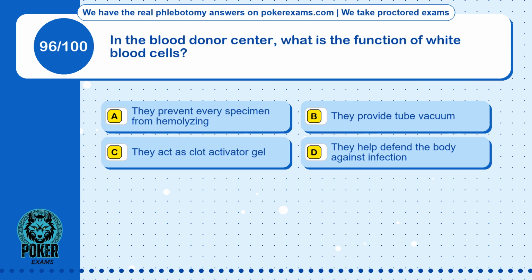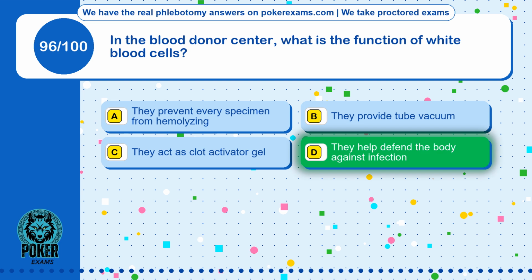Question 96. In the blood donor center, what is the function of white blood cells? Option A. They prevent every specimen from hemolyzing. Option B. They provide tube vacuum. Option C. They act as clot activator gel. Option D. They help defend the body against infection.